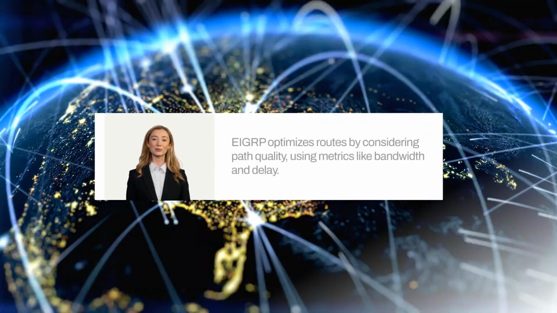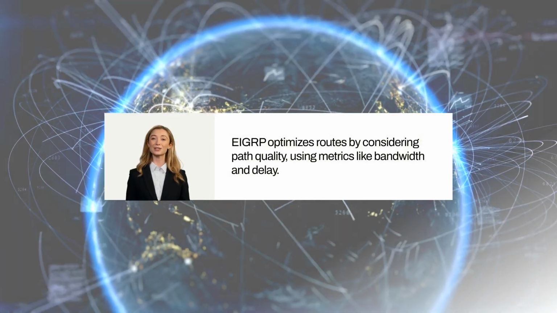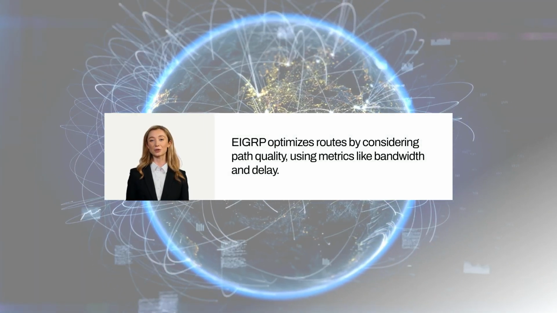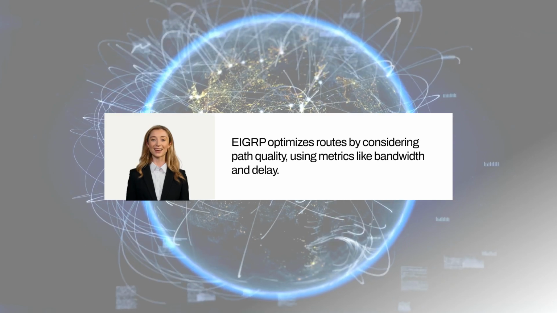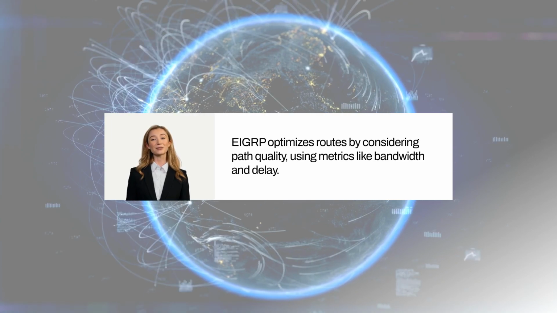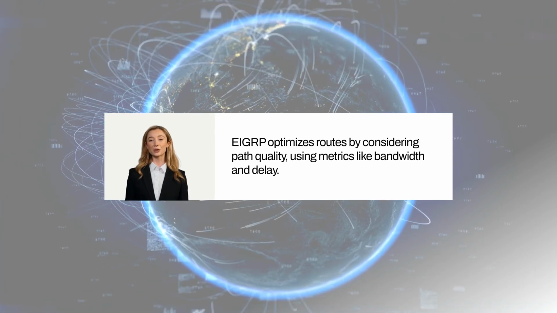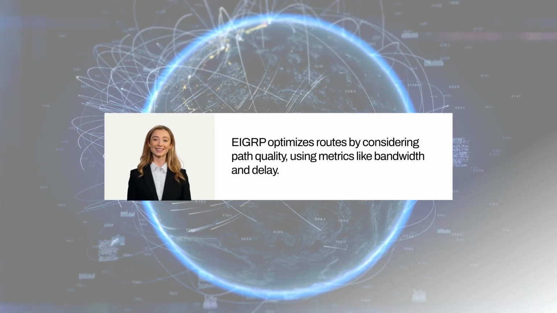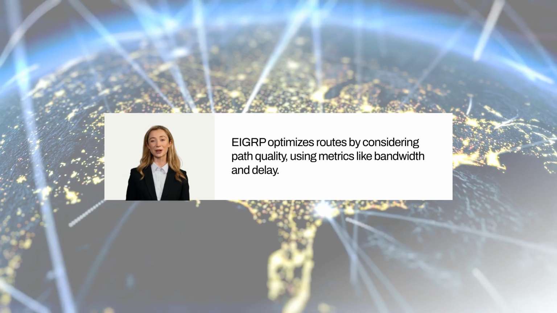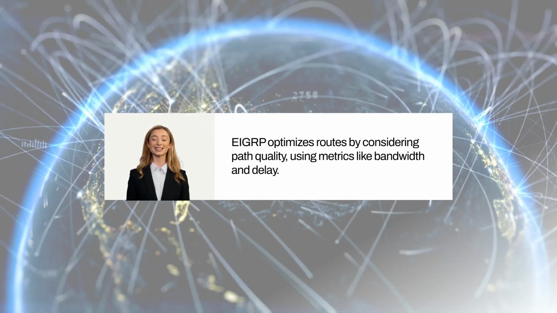EIGRP goes a step further by not only considering the shortest path, but also the quality of that path. It uses metrics like bandwidth, delay, reliability, load, MTU, and even historical traffic data to decide the best route. Imagine if your GPS could not only tell you the shortest way, but also which route would give you the smoothest drive based on road quality, current traffic conditions, historical data, and even weather forecasts. EIGRP's adaptive nature means it's always optimizing for the best possible journey for your data, ensuring that even in complex networks, communication remains smooth and efficient.